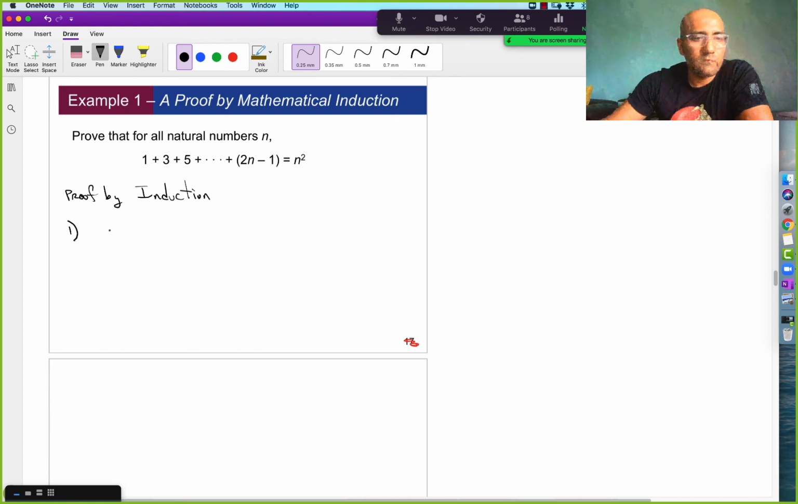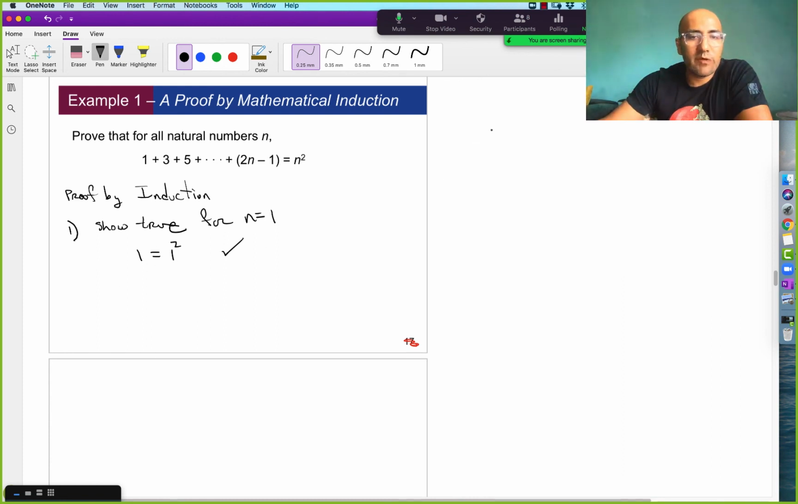Step 1. You've got to show that it's true for the case of n equals 1. Very important, don't forget that. Okay, well, 1 is so easy that it's kind of dumb. The first one is equal to the first one squared. Yep, true. Got it.